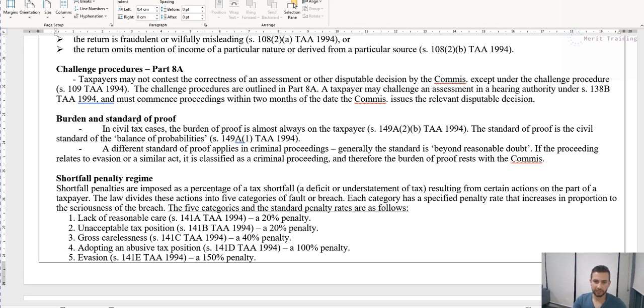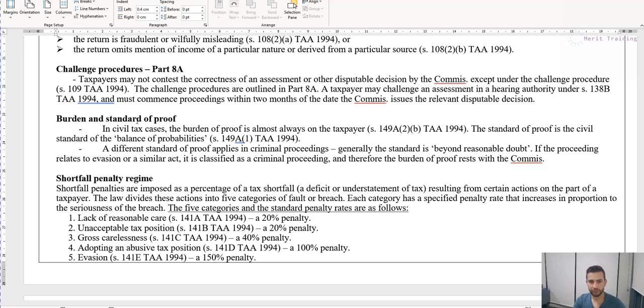And it's interesting because in that case, the burden of proof is on the taxpayer, whereas in a criminal case, the burden of proof rests with the commissioner, which is ideal for the taxpayer because it's hard for the commissioner to prove that an issue exists. But in a civil case, the taxpayer has to prove that it's not an issue, which is a bit harder. So anyway, let's talk about penalties now, which I've mentioned a couple of times.